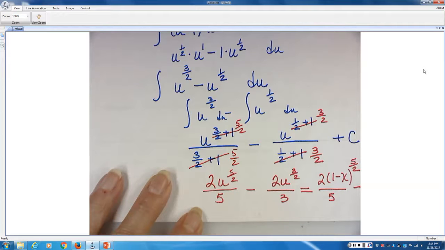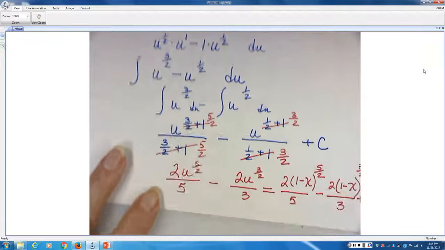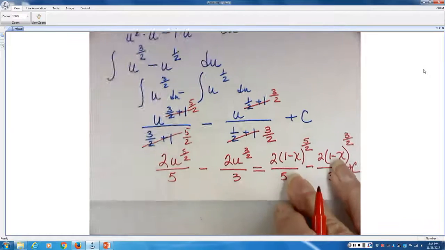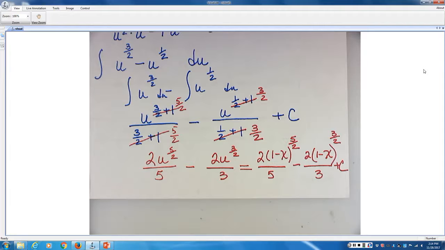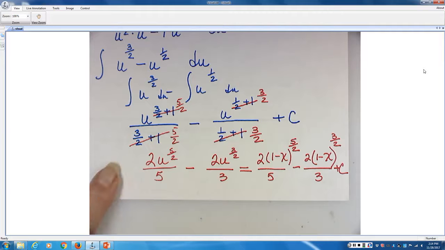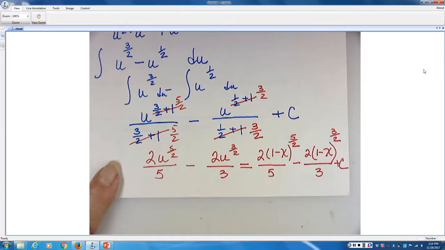And of course, then we have a constant. So there's what your final answer actually looks like. Now you could convert it back into radicals, but there's no need to.